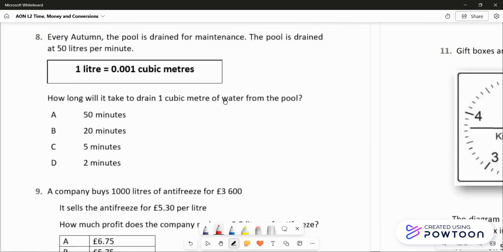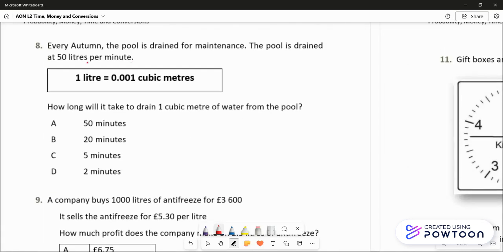Okay, with this one, we've got a pool being drained. So every autumn, the pool is drained for maintenance at 50 litres per minute. How long will it take to drain 1 cubic metre of water? So the easiest way of doing this is the key shows us that 0.001 cubic metres is 1 litre. If I move that decimal 3 places to make it 1 cubic metre, then we need to do the same with the 1 litre here, moving it 3 places.